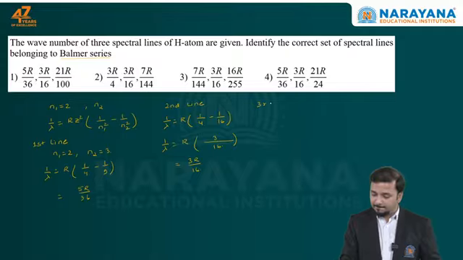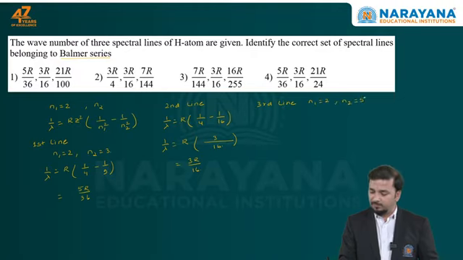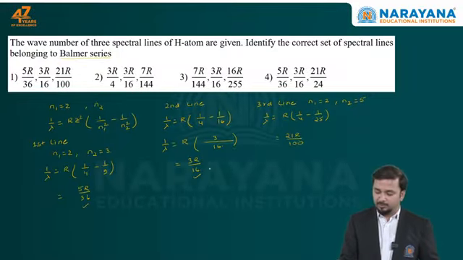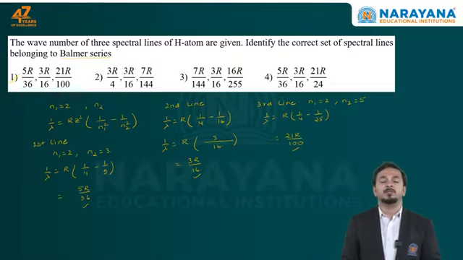Now the third line. For the third line, n1 is equal to 2 and n2 will be 5. Substituting, 1 upon lambda is equal to R times 1 by 4 minus 1 by 25. On simplifying, it becomes 21R by 100. So these are the wave numbers of the first, second and third lines of the Balmer series of the hydrogen atom. The correct answer for this question is option 1. This question again is a moderate level question because we have to do so much calculation in it.